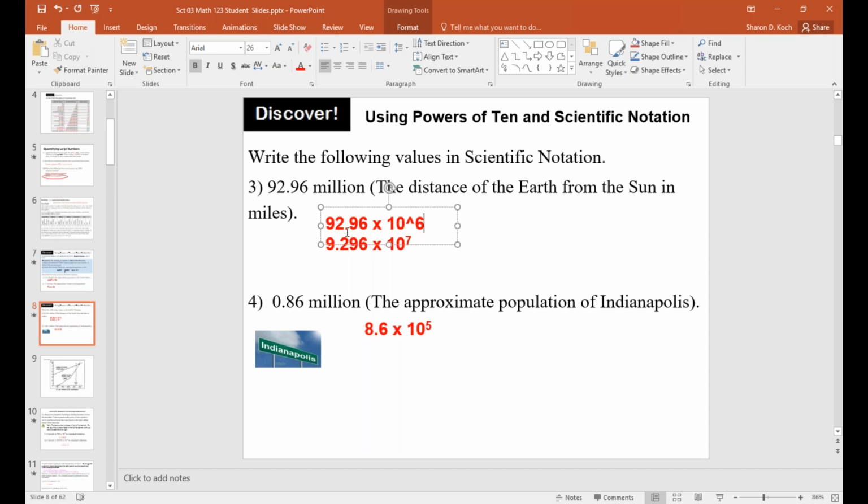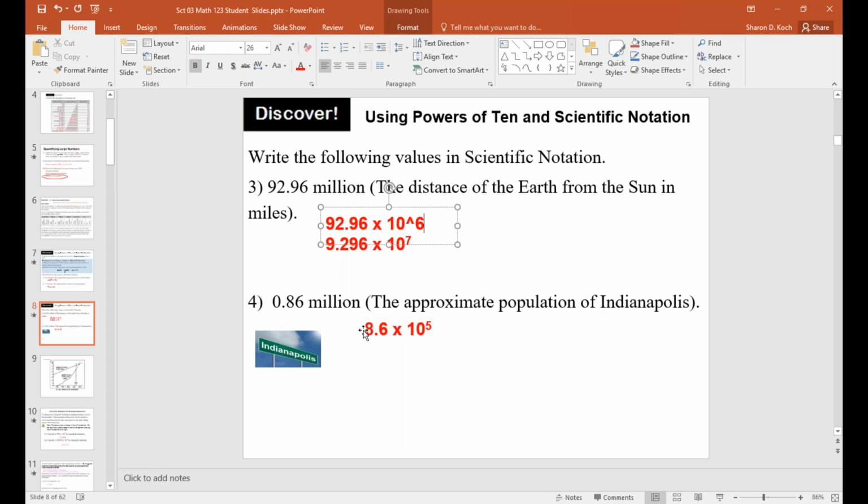If I'm here, that means I'm going to move 6 places to get back to the original number. But if I have to take a step back, not only do I have to take that step forward, but then go 6 more places. So the final version would be 2.96 times 10 to the 10th power.